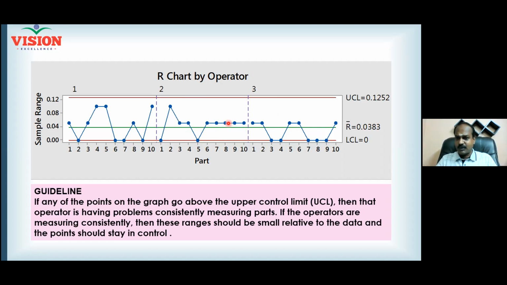Now who is bad here out of the 3? Who is contributing more to the repeatability error? Operator 1, because his points are closer to the upper control limit and lower control limit.